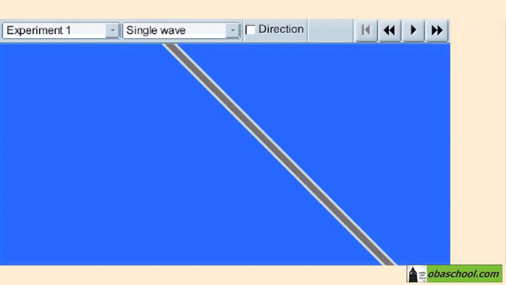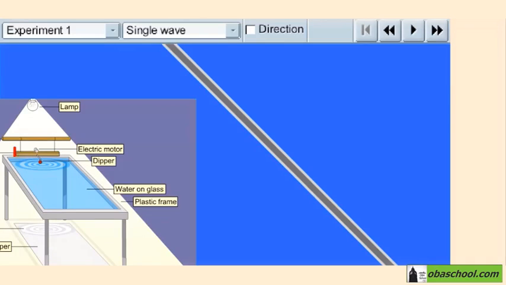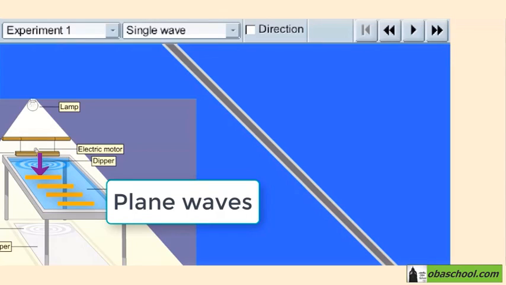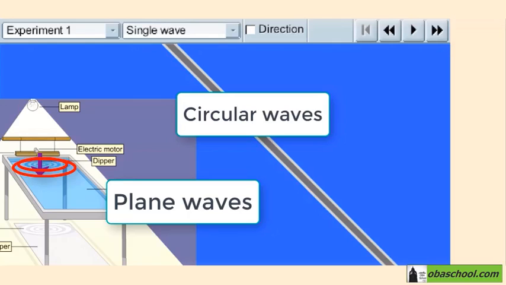Here we can see water from the ripple tank magnified from the previous slide. Okay, so when the wooden beam is lowered with its dipper ball not touching the water, and the motor is turned on, we will notice a series of widely spaced plane waves that will move along the water surface. So, as a result, when we remove the dipper ball, we obtain plane waves. However, if the dipper ball is touching the water, it will produce circular waves.